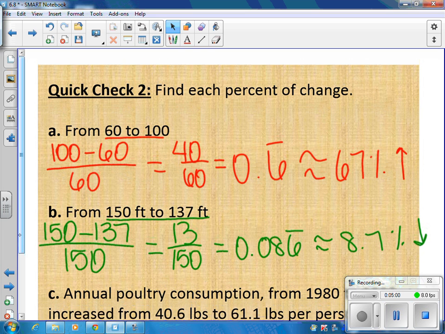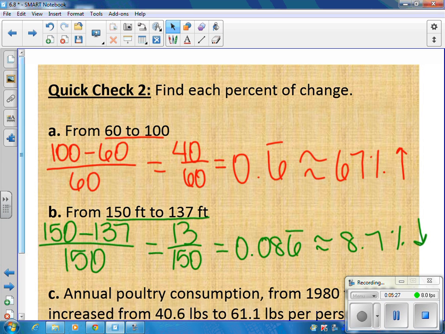So for part A, we are going from 60 to 100, meaning we are getting bigger. We do have an increase in this problem. In the numerator of my fraction, I take big minus small, so I have 100 minus 60. In the denominator of my fraction, I put my original amount of 60. That's what we started with.